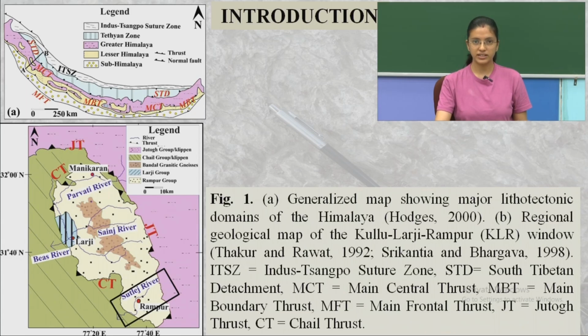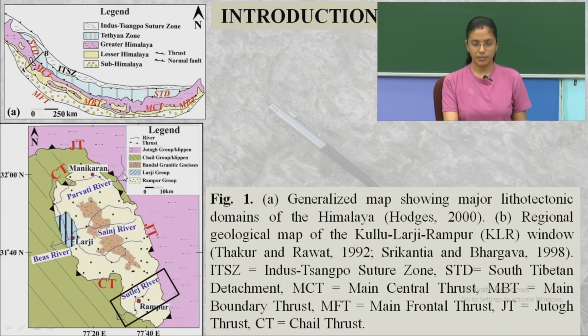Despite the fact that the thrust sheets as well as these tectonic windows are actively deforming, focused studies have not been made to understand the tectonic aspect of windows. Although a lot of work has been done in the Himalaya, it has not been with the prime focus on a tectonic window. With this objective in mind, we have selected a tectonic window in the northwest part of the Himalaya in Himachal Pradesh, that is the Kullu-Larji-Rampur tectonic window.